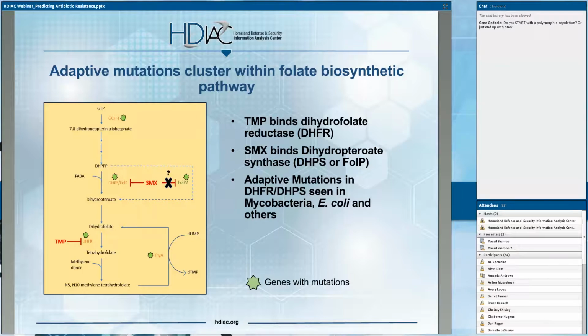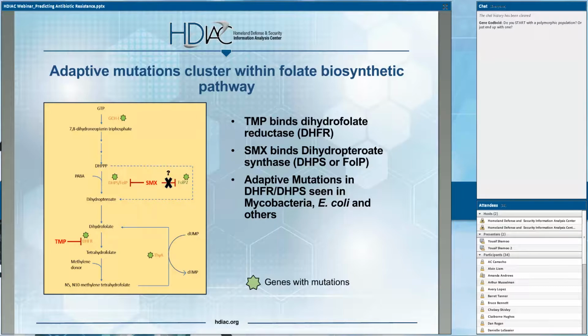And what's shown in the green stars are just a summation of all the genes in which we found mutations that could give resistance. And so maybe not surprisingly, I don't think it's surprising, one of the enzymes that you can get mutations in that confer resistance is in these 2 target enzymes.